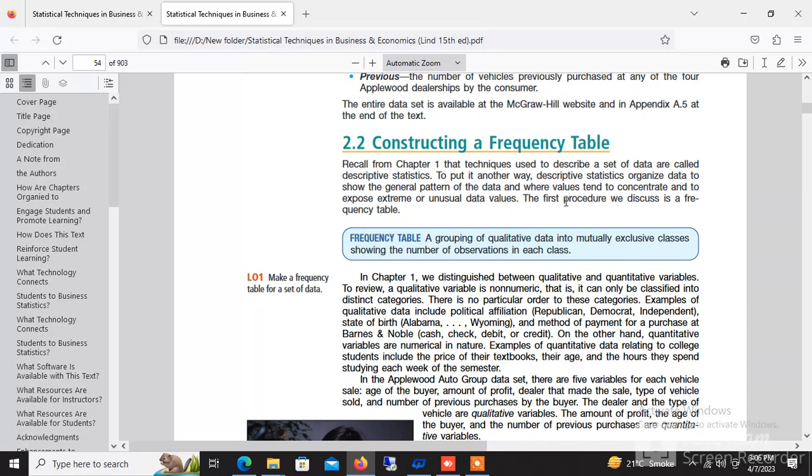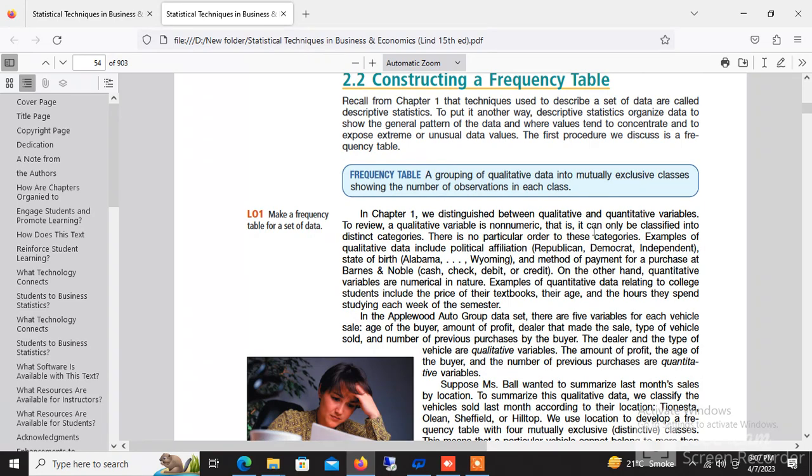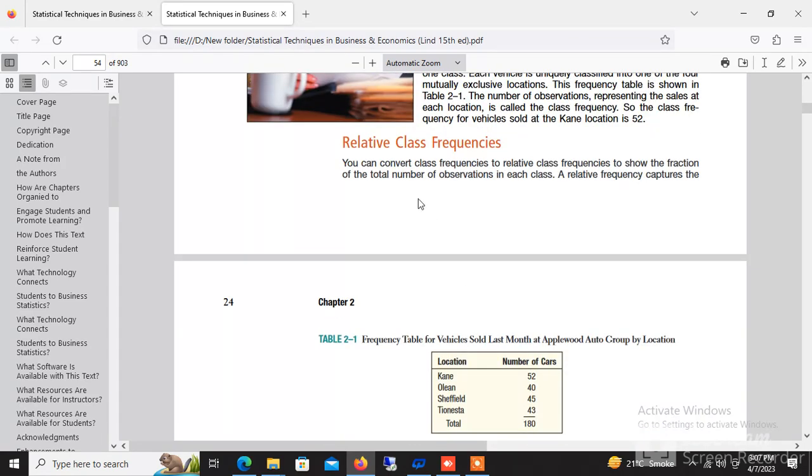The first procedure we discuss is a frequency table: a grouping of quantitative data into mutually exclusive classes showing the number of observations in each class. In chapter number 1, we distinguished between qualitative and quantitative data.